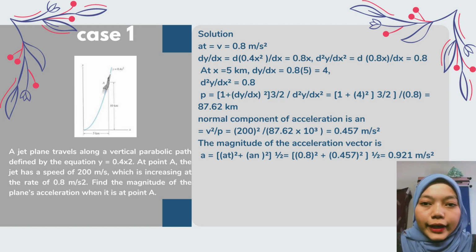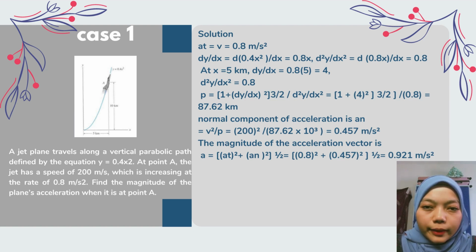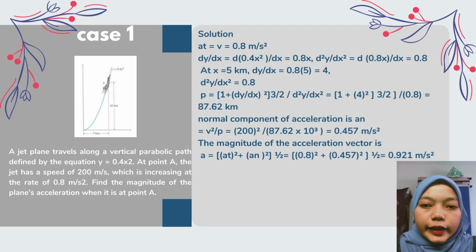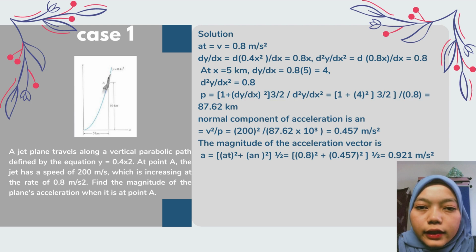So rho equal to [1 plus (dy/dx) squared] to the power of 3/2 divided by d squared y/dx squared, equal to [1 plus 4 squared] to the power of 3/2 divided by 0.8. So the answer is 87.62 kilometers. Normal component of acceleration is an equal to v squared divided by rho, equal to 200 squared divided by 87.62 times 10 to the power of 3, equal to 0.457 mph squared.